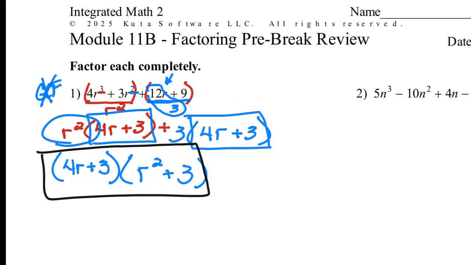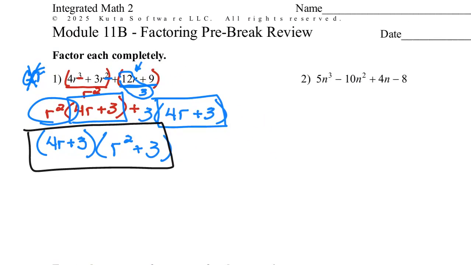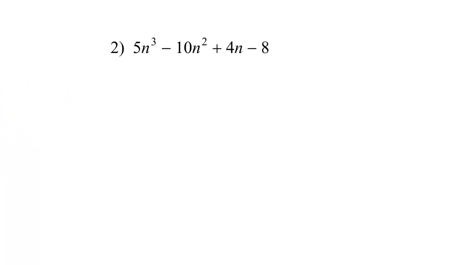What questions do you have about that problem? Okay, let's go to the second one. I bet you can do this a little bit easier now. So 5n to the third minus 10n squared plus 4n minus 8. First of all, check for a GCF. Greatest common factor, start with your smallest, which is 4. Does 4 divide evenly into 5, 8, and 10? No. Do I have a variable in every term? No. So no GCF. So with 4 terms, you want to factor by grouping.